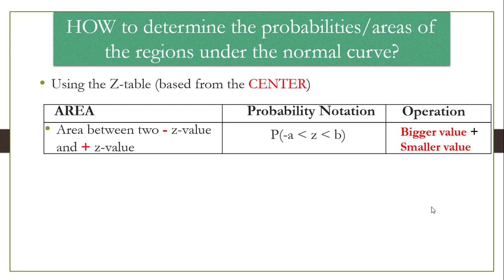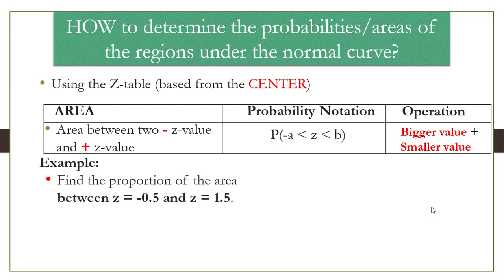To understand this one, let us have an example. Suppose we are to find the proportion of the area between z equals negative 0.5 and z equals 1.5. So, in symbols, that would be probability that z is greater than negative 0.5, which is this one, but less than 1.5.